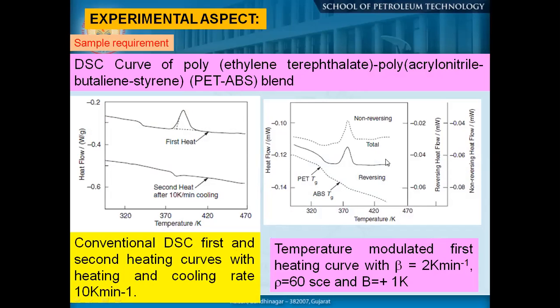Here it's a temperature modulated DSC. You can see here a mixture of two materials, and in that case you are getting the information: here is the non-reversing, and here is the reversing signal. In many cases the rate also controls this, due to temperature as well. Here the heating rate is 2 Kelvin per minute, which is very slow.